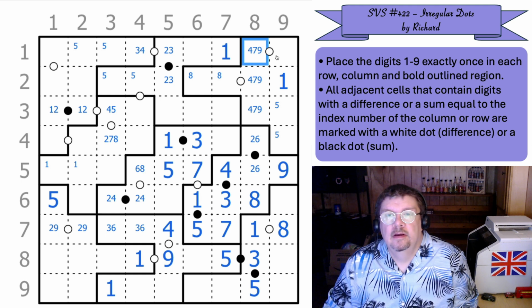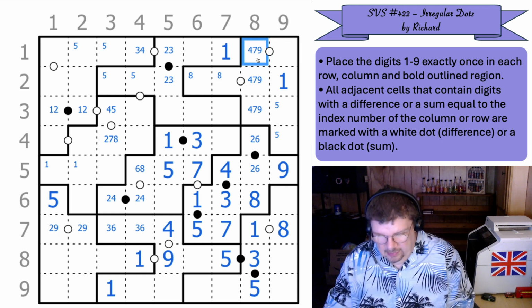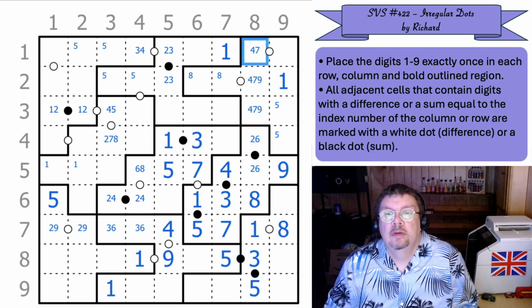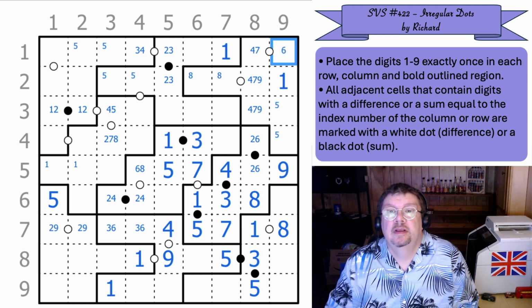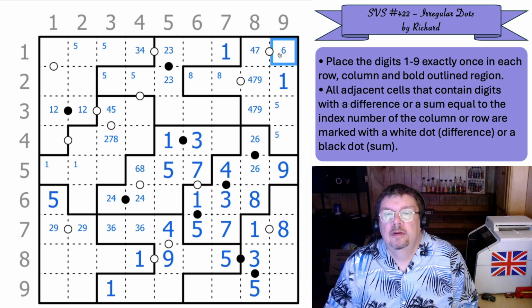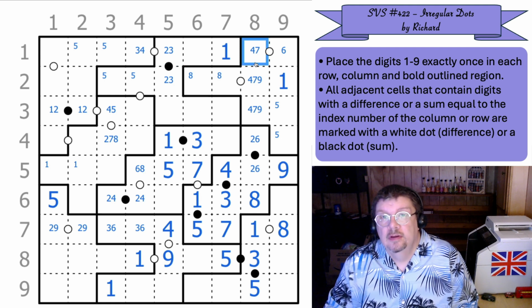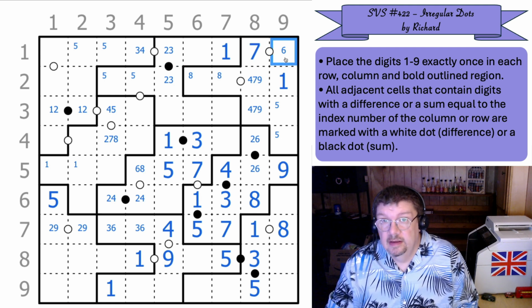Okay, that can't be 9 because that would have to be 8 because of the clue. If this were 7, this would have to be 6, which I think it could be. If this were 4, this would have to be 5, which it can't be, or 3, which it could be. No, it can't, because we know there's a 3 in one of those two. So that is 7. That is 6.